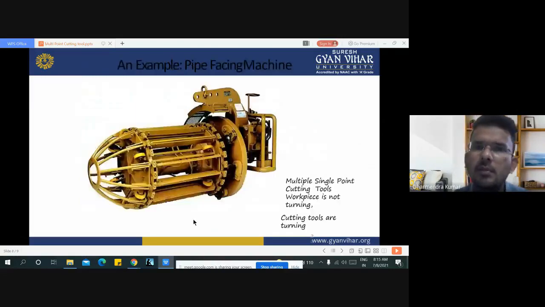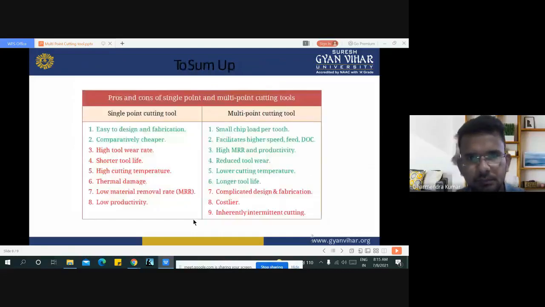Here is an example of a pipe facing machine, where we use a multi-point cutting tool. This is the difference between a single point cutting tool and a multi-point cutting tool. We have discussed single point cutting tools in the previous chapter, and in this video lecture we have discussed the multi-point cutting tool.